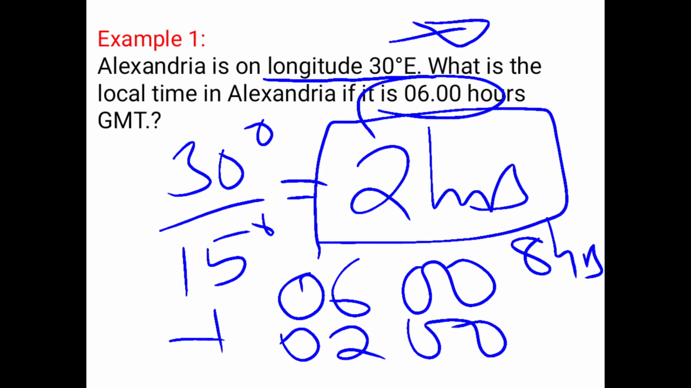8 hours. So when it is 06 hours at GMT, Alexandria, which is a town lying on longitude 30 degrees east, it simply means that it will be ahead by 2 hours. So if it is 6 hours at GMT, 2 hours ahead on 30 degrees will be 8 hours. Meaning that Alexandria on longitude 30 degrees will actually be 8 hours.